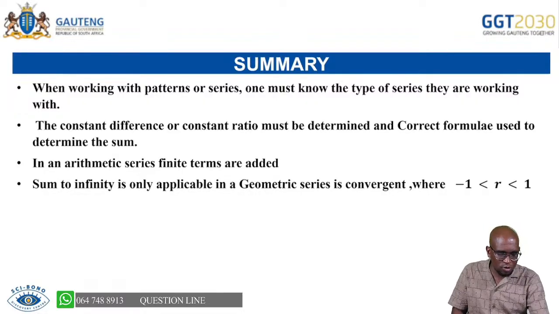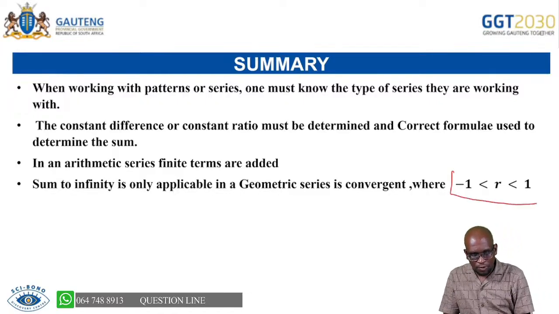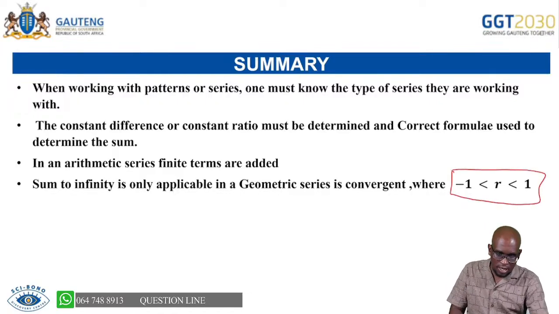In an arithmetic series, finite terms are added. Sum to infinity is only applicable in geometric series that are convergent, and the condition for convergence is that r should be greater than -1 and less than 1. And if r meets that condition, then we say the sum to infinity exists.